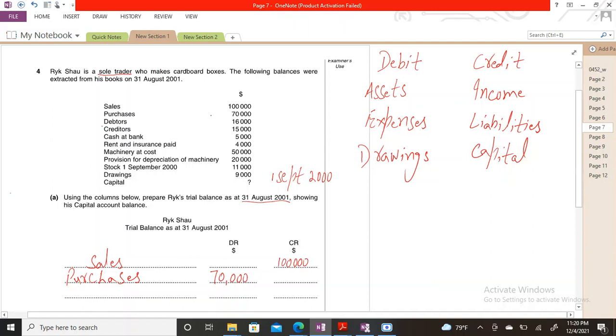Then debtors. Another name for debtors is accounts receivable, which means goods are sold on credit, or you can say goods sold to credit customers. The business hasn't received that amount yet, so the amount is receivable. So debtors are accounts receivable, and they are our current assets. So it will be on the debit side.